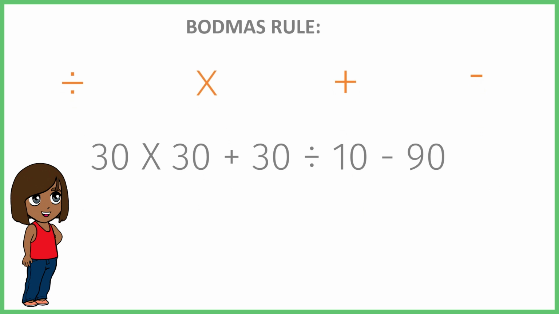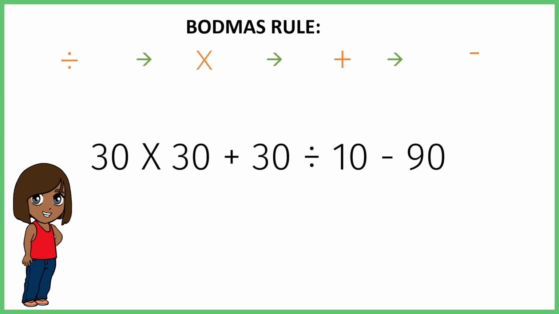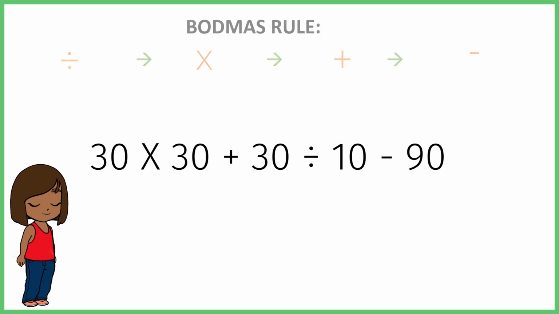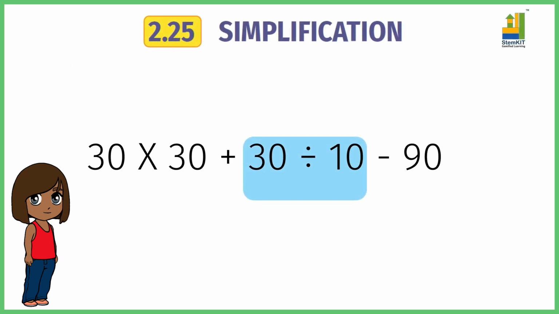Let us look at an example. Here you see many operations together. Following the BODMAS rule, we solve for division first. We get 3.